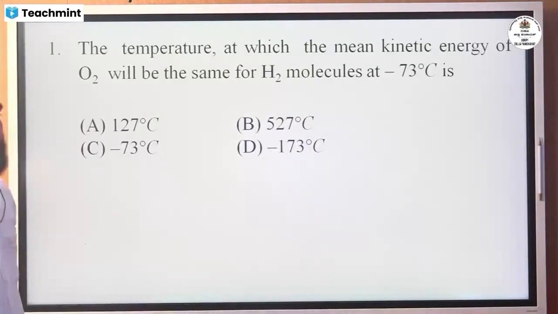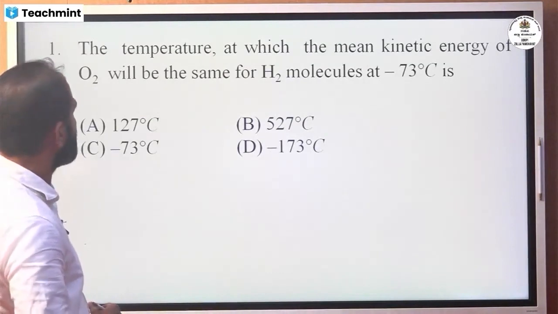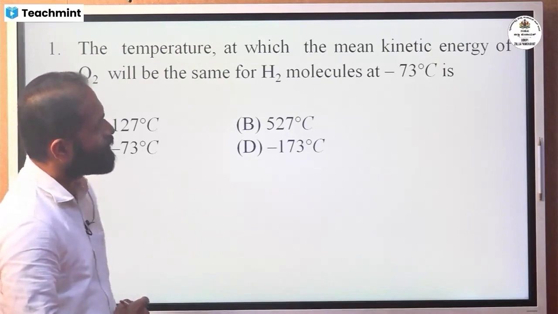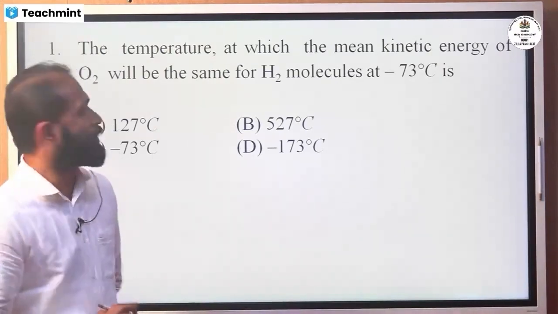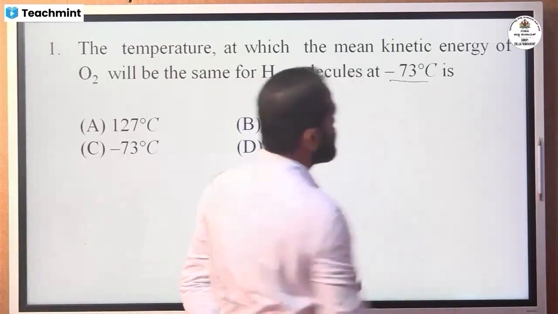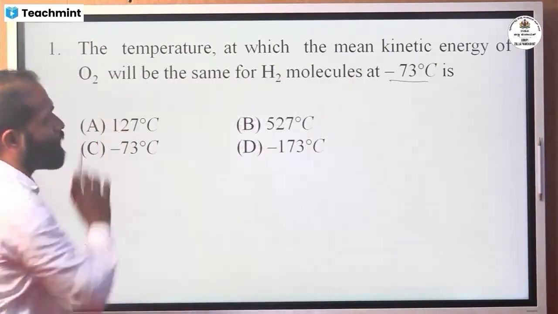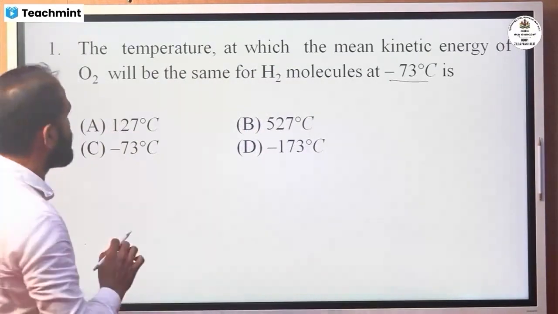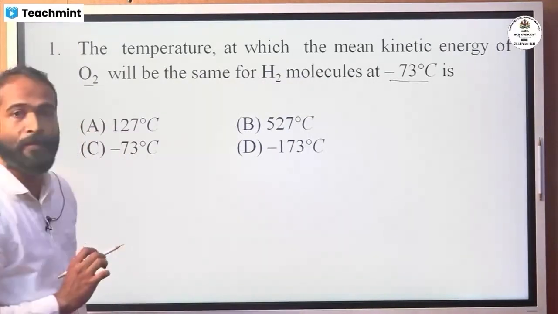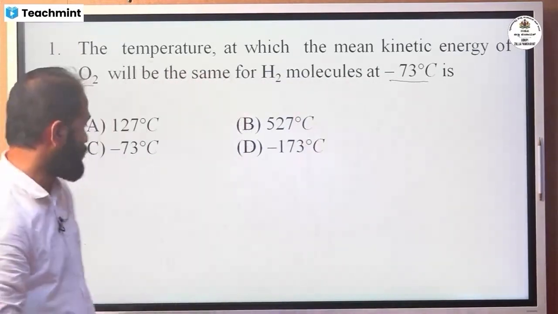The first question says: find the temperature at which the mean kinetic energy of an oxygen molecule will be the same as that of H2 molecules at minus 73 degrees Celsius. So you can see there is a hydrogen molecule at minus 73 degrees Celsius, and you have to find the temperature at which the oxygen molecule will also have the same kinetic energy as hydrogen at minus 73 degrees Celsius.